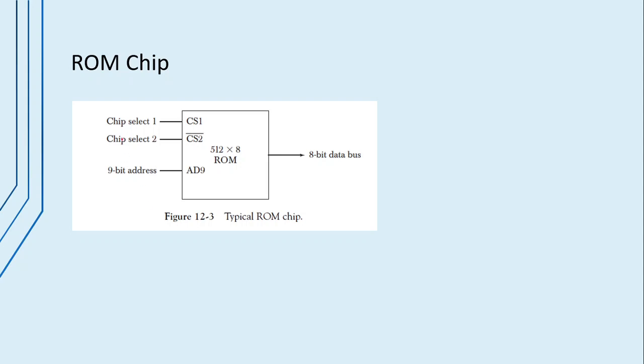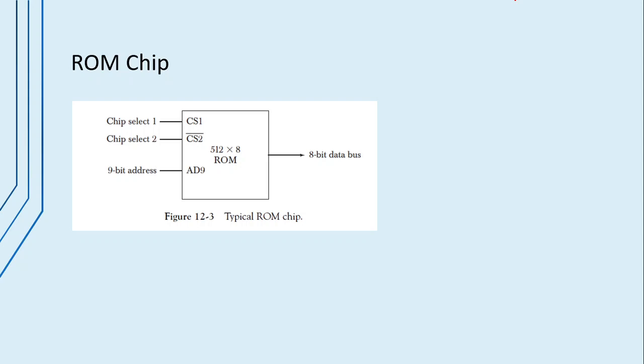The values of chip select 1 and chip select 2 must be 1 and 0 to select this chip. Otherwise, if CS1 and CS2 have any value other than 1 and 0 respectively, then this 8-bit data bus will work in a high impedance state. So this is the concept of RAM and ROM. By using these RAM and ROM chips, you can make a memory of any size.